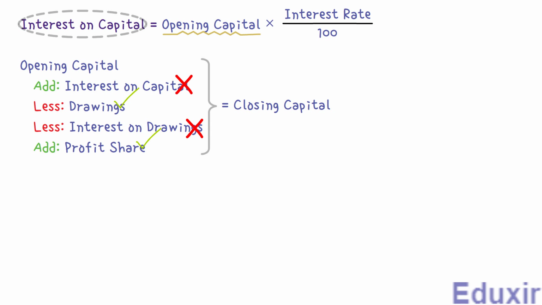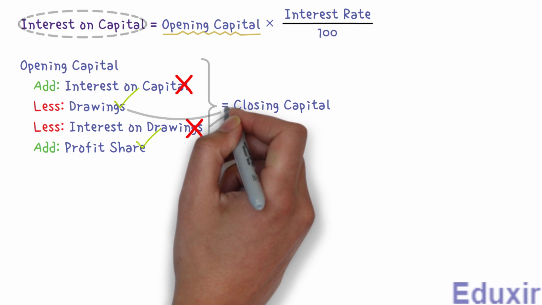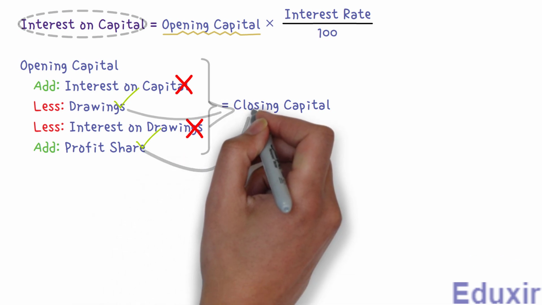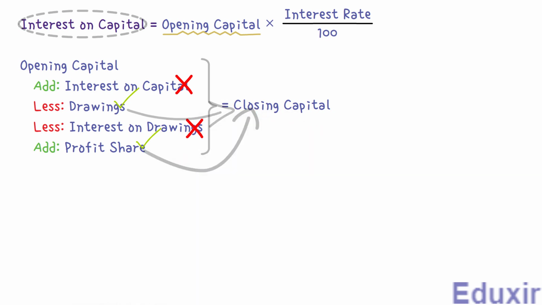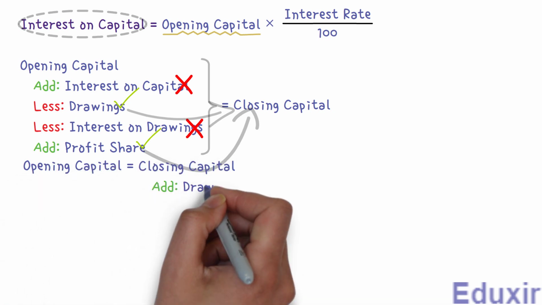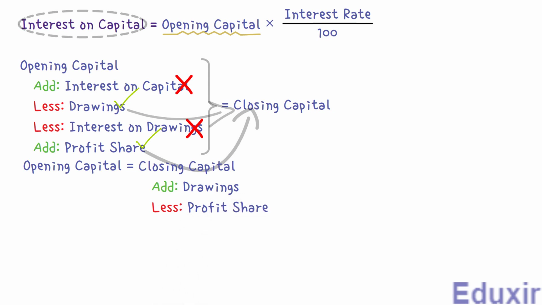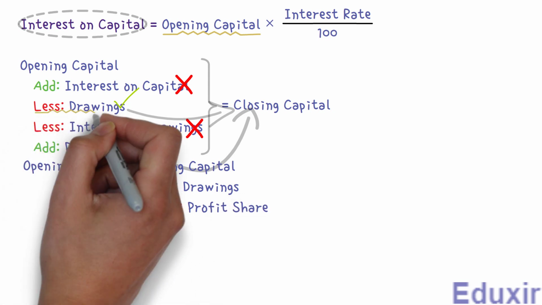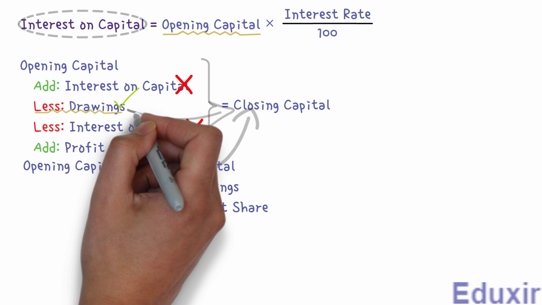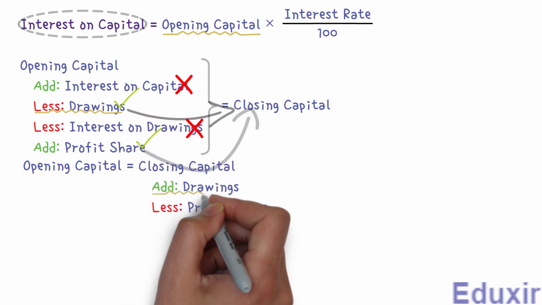So, let us keep the opening capital on the left hand side and let us send these drawings to the right. Let us also send this profit share to the right. So, this becomes opening capital is equal to closing capital, add drawings, and lessen profit share. See, we are lessening the drawings on the left hand side. So, if we send the drawings to the right, we should add the drawings.